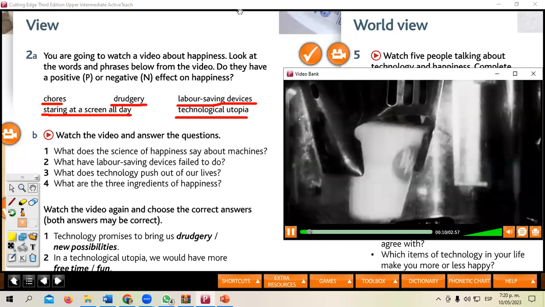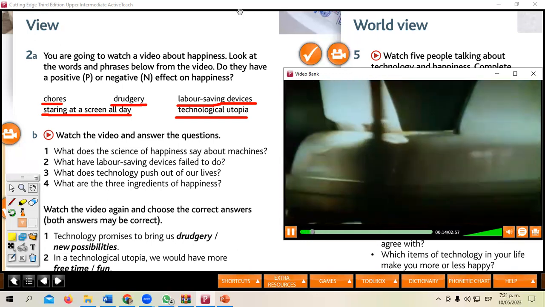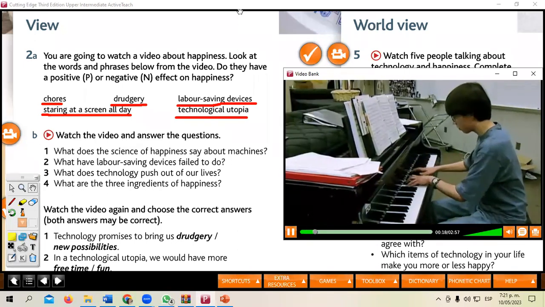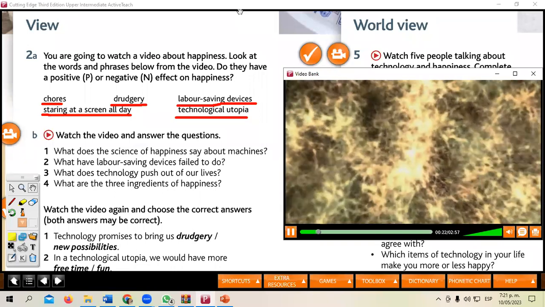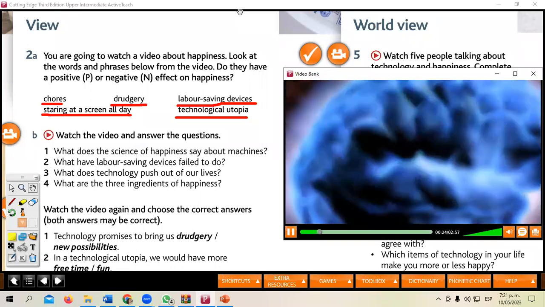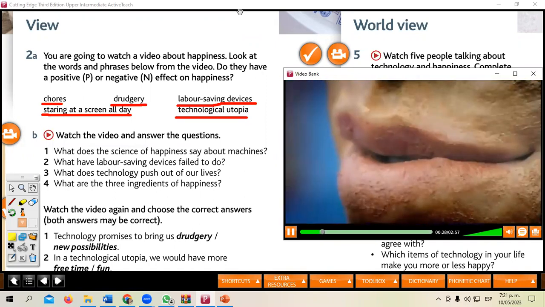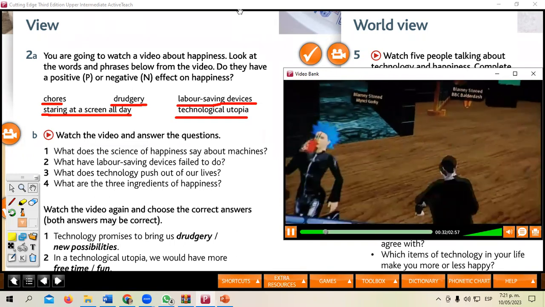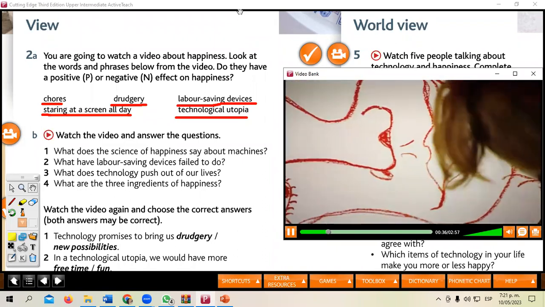Happiness, we're told, is ours at the push of a button. Technology promises to free us from drudgery and open up new possibilities for fun. But the science of happiness warns that machines could lead us to misery. We must educate the next generation on the risks and how to design happiness into the future.